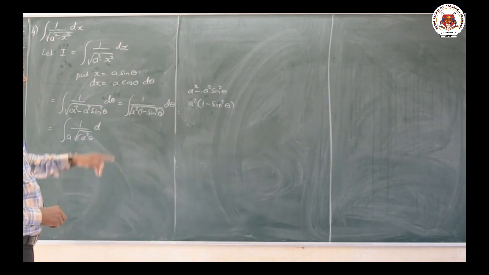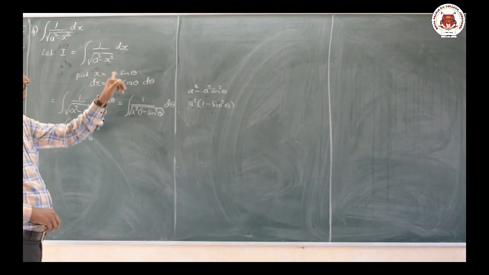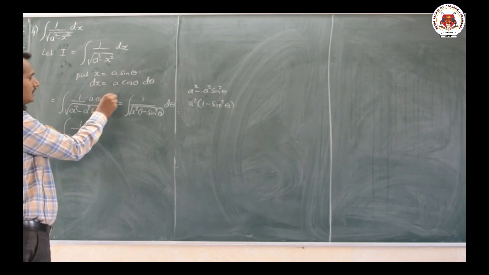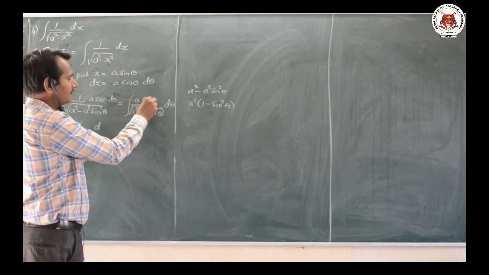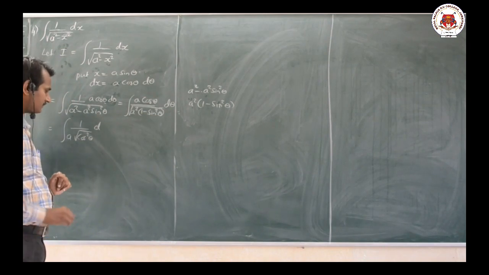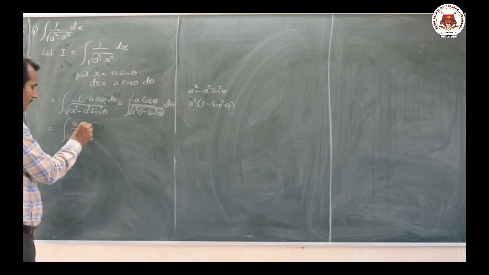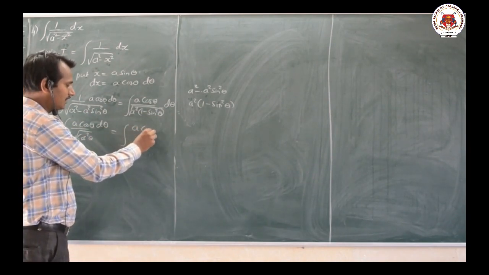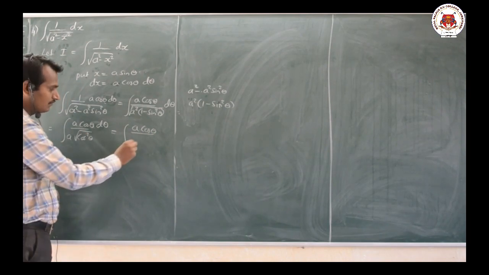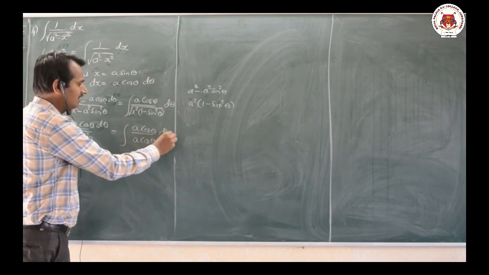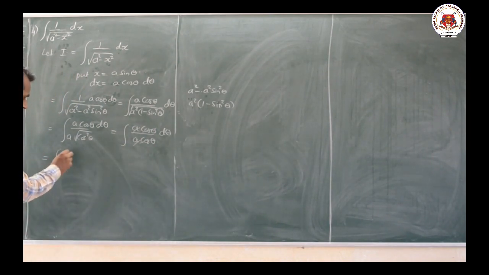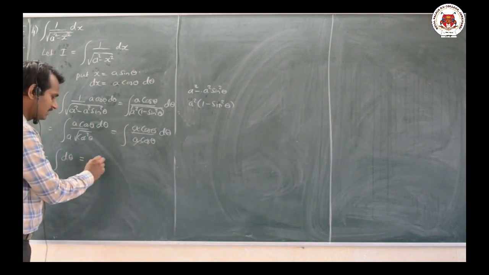Now what is the dx value? That is also very important. The dx value is a cos theta d theta. So here we get a cos theta divided by a root cos square theta, which is a cos theta d theta over a cos theta. Both terms get eliminated, the remaining part is 1 into d theta. Now integration of 1 with respect to theta means theta plus c.